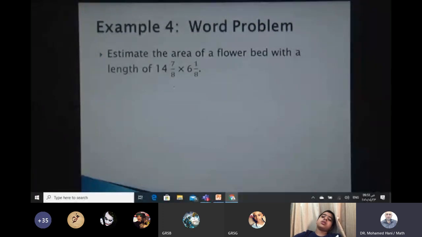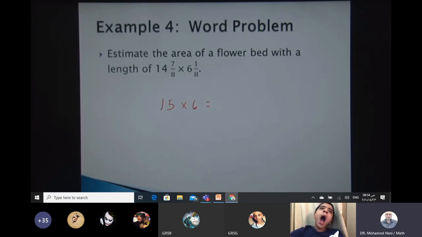All right, for the last example, we're going to multiply some mixed numbers and estimate the area of a flower bed that has a length of 14 7/8 times 6 1/8. So to do this, I need to round. I'm going to round these to their nearest whole number. So 14 7/8 is almost 15. It's almost to the next whole number because 7 is greater than half of 8. Half of 8 is 4. Half of 1/8 is 4 once again, but 1 is less than 4. So 6, I'm going to keep where it is. That's why I round this one to 15, because 7 is greater than half of 8.